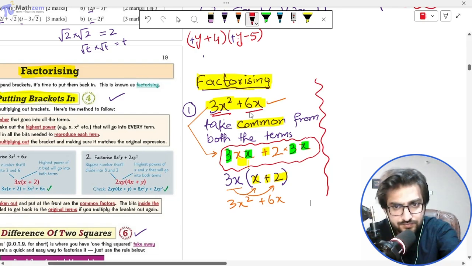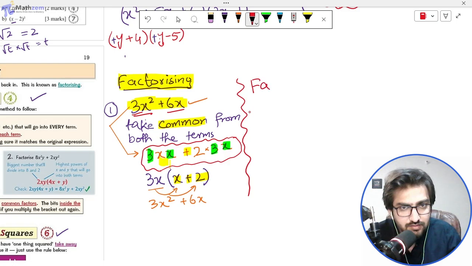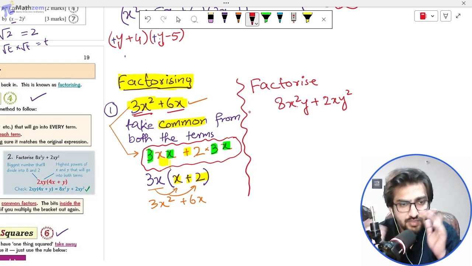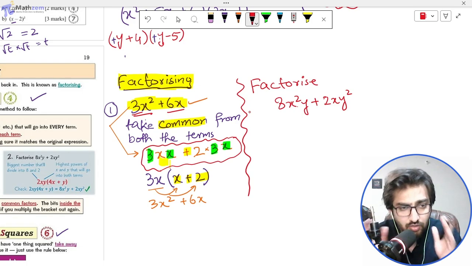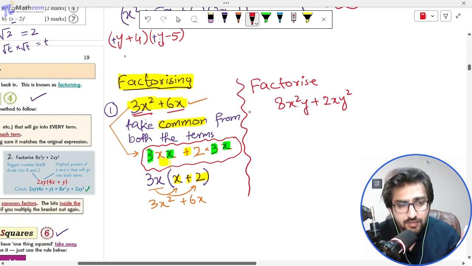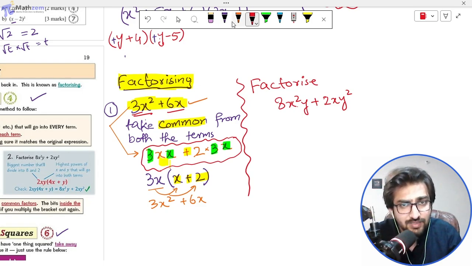Let's solve another example, and the question will be like this: factorize 8x square y plus 2xy square. So again we need to take common from these two terms. These are two terms, okay, and we always take common from two terms. Two terms are already there, there is a plus in between, and we need to take common from that. Let's do again the same method. I will split that, write it in the simplest version, and after that I will take common.